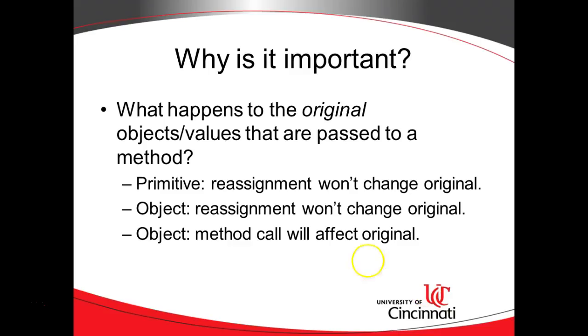So I realize that's a bit confusing, but I've summarized it here. Reassignment won't change the original for a primitive, a variable that contains a primitive. Reassignment won't change the original for a variable that contains an object. But if we have an object and we do not reassign it within the called method, then calling a method on that object will affect the original object in the original calling method.